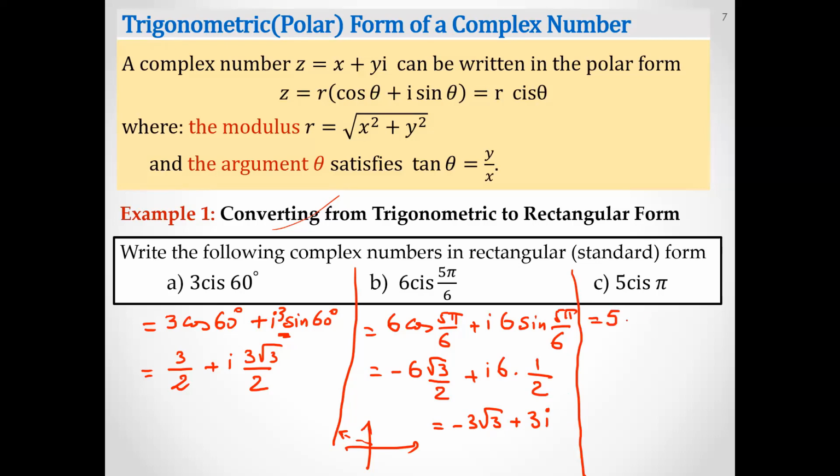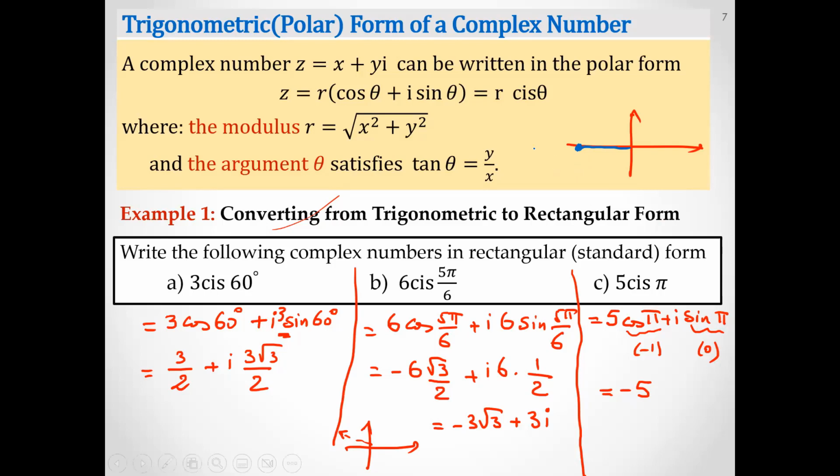Here it's 5 cosine pi plus i sine pi. Cosine pi becomes minus 1. Sine pi is 0. So this is minus 5. This is a real number. Okay? Pi, so we are here on the real axis. So this is minus 5.